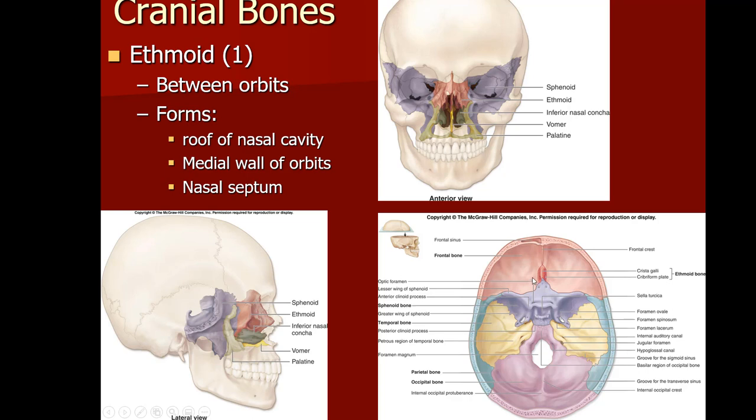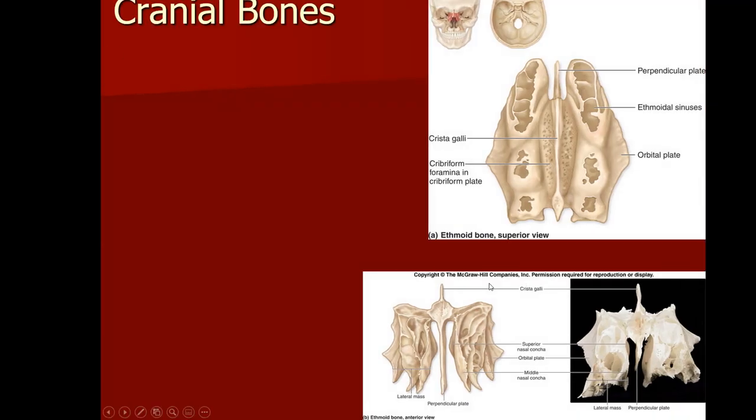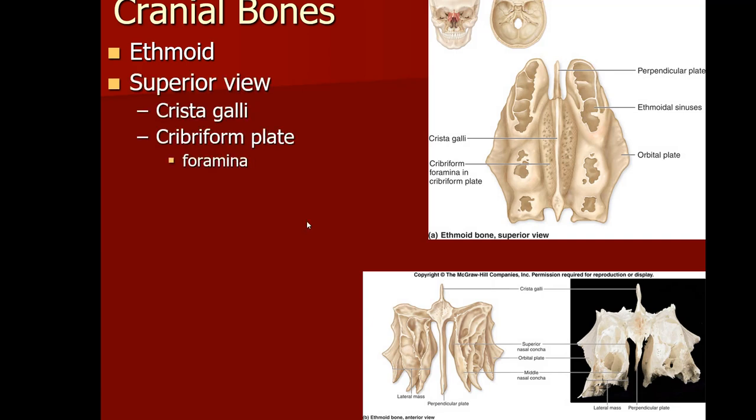But that's from the side view, and this is the top view. So with that being said, this is what it looks like from these different views. So if you're looking down, again, this is looking down at the skull.